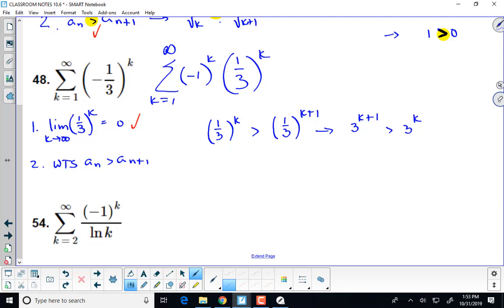Say that again? I would not take a log here. Why? I would not take a log. You can break down the exponents. I would.